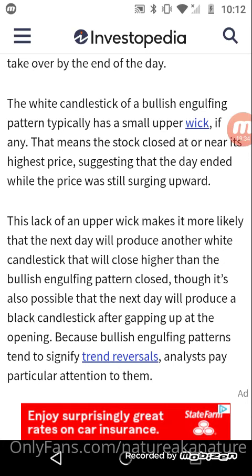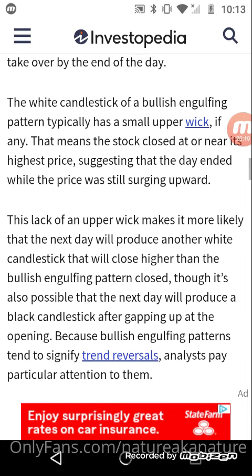So we have to wait, because bullish engulfing patterns tend to signify a trend reversal, but analysts pay particular attention to them, very special attention, to see if price is actually going to continue up or down. Now, bullish engulfing patterns versus bearish engulfing patterns. These two patterns are opposites of one another. A bearish engulfing pattern occurs after price has been on an uptrend, so we're going to do that next, and it indicates a lower price is about to come, a reversal is about to come.